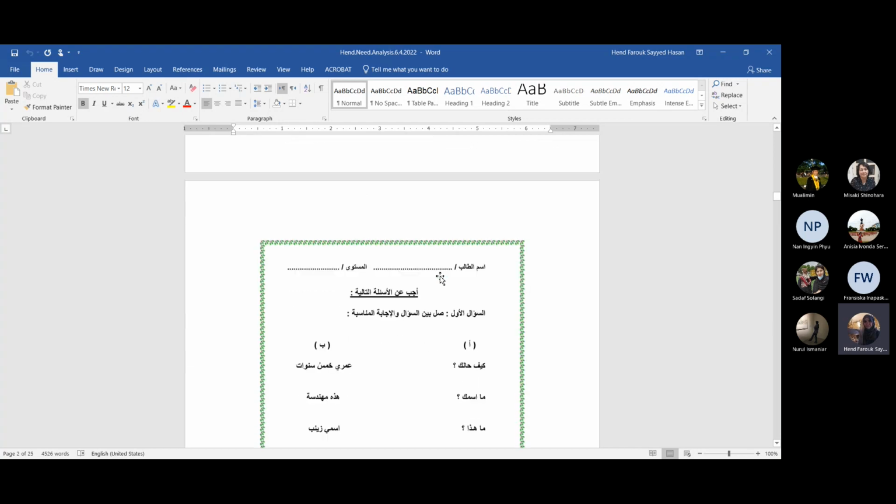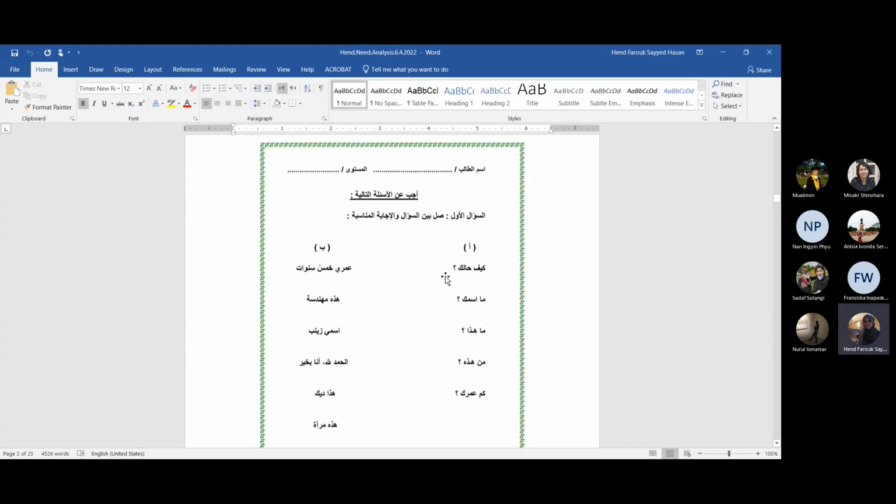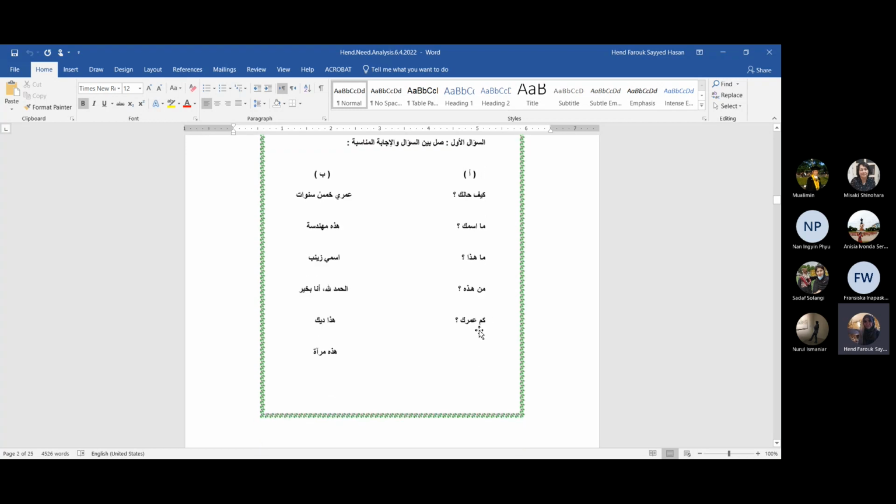I also included the test, which is kind of a placement test. It had all questions, starting from the very easy ones and ending with the most sophisticated. For example, the first question: كيف حالك؟ ما اسمك؟ Which means كيف حالك, how are you? ما اسمك, what's your name? ما هذا, what is this? من هذه, who is this? كم عمرك, how old are you?